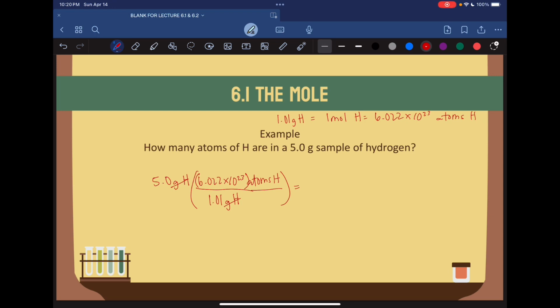And you would get 2.98 times 10 to the 24th atoms of hydrogen. I rounded to 3 sig figs in my answer, but if you're going for that A level, 5.0 actually has 2 sig figs, and so your 2.98 would actually turn into 3.0 times 10 to the 24th atoms of hydrogen.